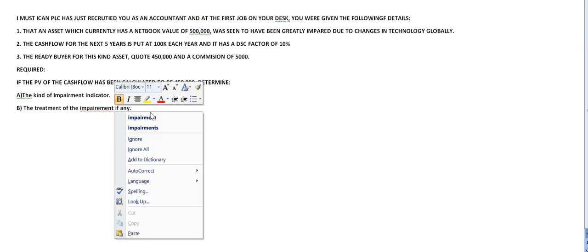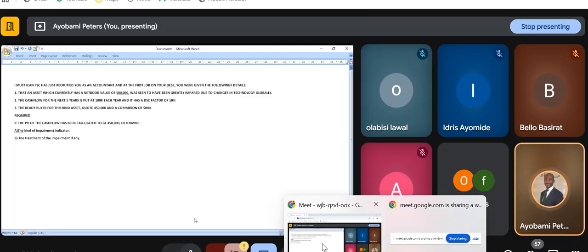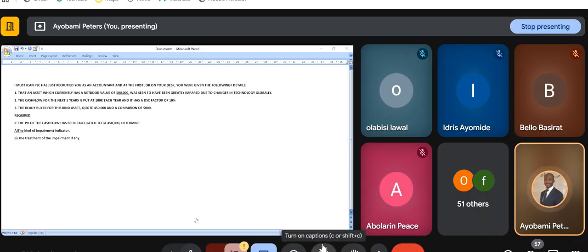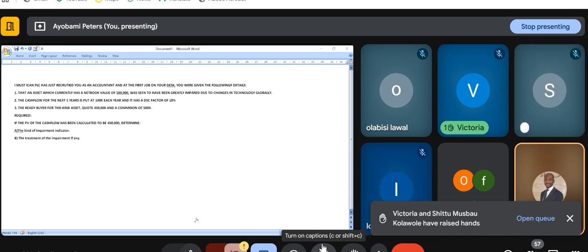So now let's answer this question together. Remember, our rule is you raise your hand and then we'll deal with the question. So now, what kind of indicator of impairment is this? What I want as an answer is you tell me the name of the type of indicator, and you tell me if it is an external or internal indicator. All right, Shitu, let's hear you. External, sir.